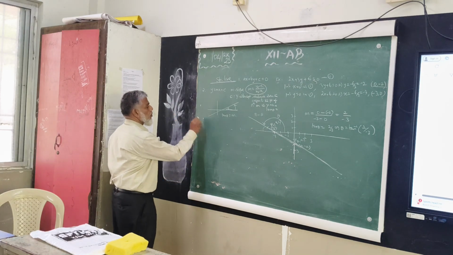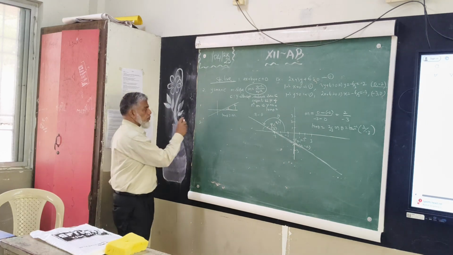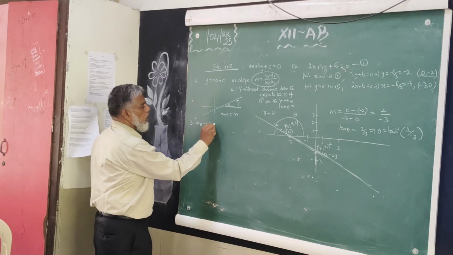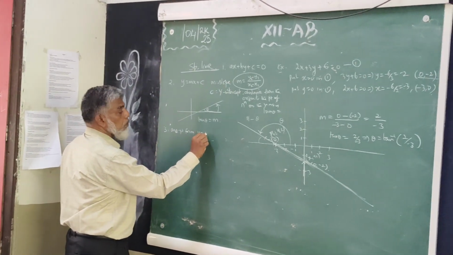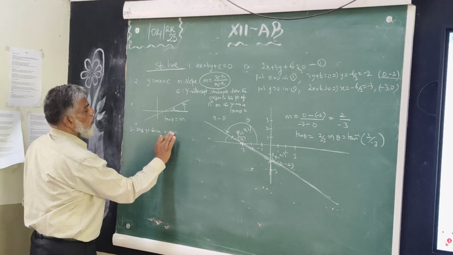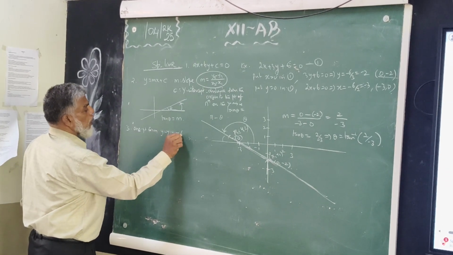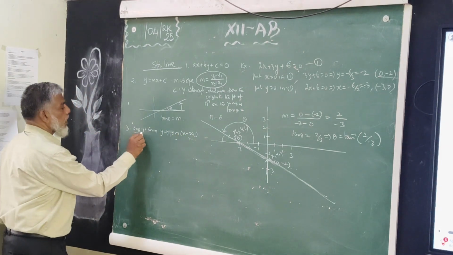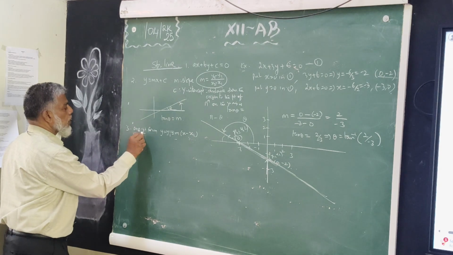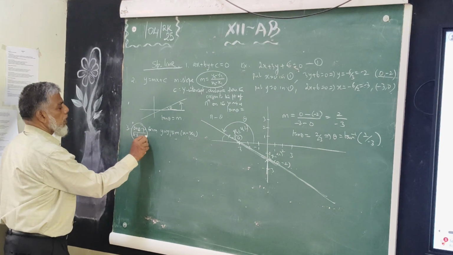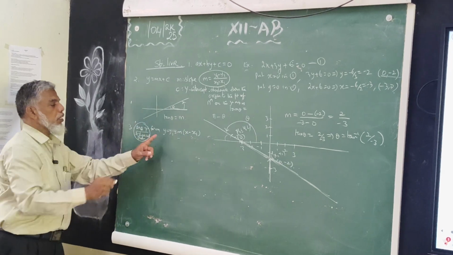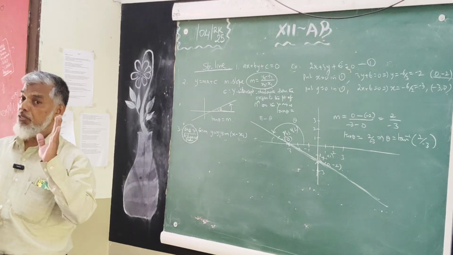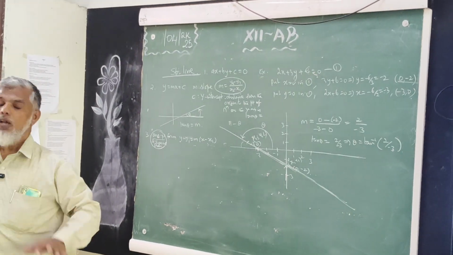Now the third form. The third form is the 1 point form. 1 point and slope are given. The formula is y minus y1 equal to m into (x minus x1). These are all concepts you studied in 10th standard itself.